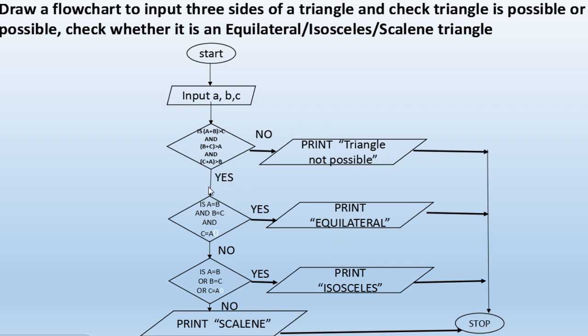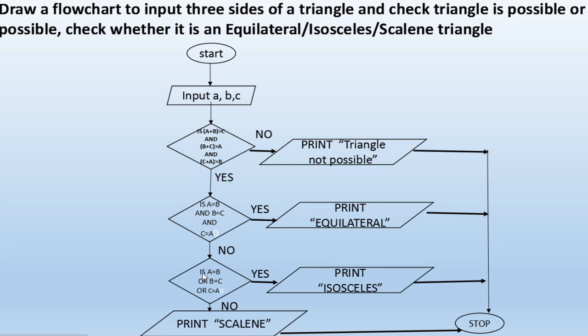So if it is possible, it will check for equilateral. For equilateral, the condition is what? All the sides should be equal. If A is equal to B and B is equal to C and C is equal to A, then print equilateral and then stop. And if it is no, then you check for isosceles.